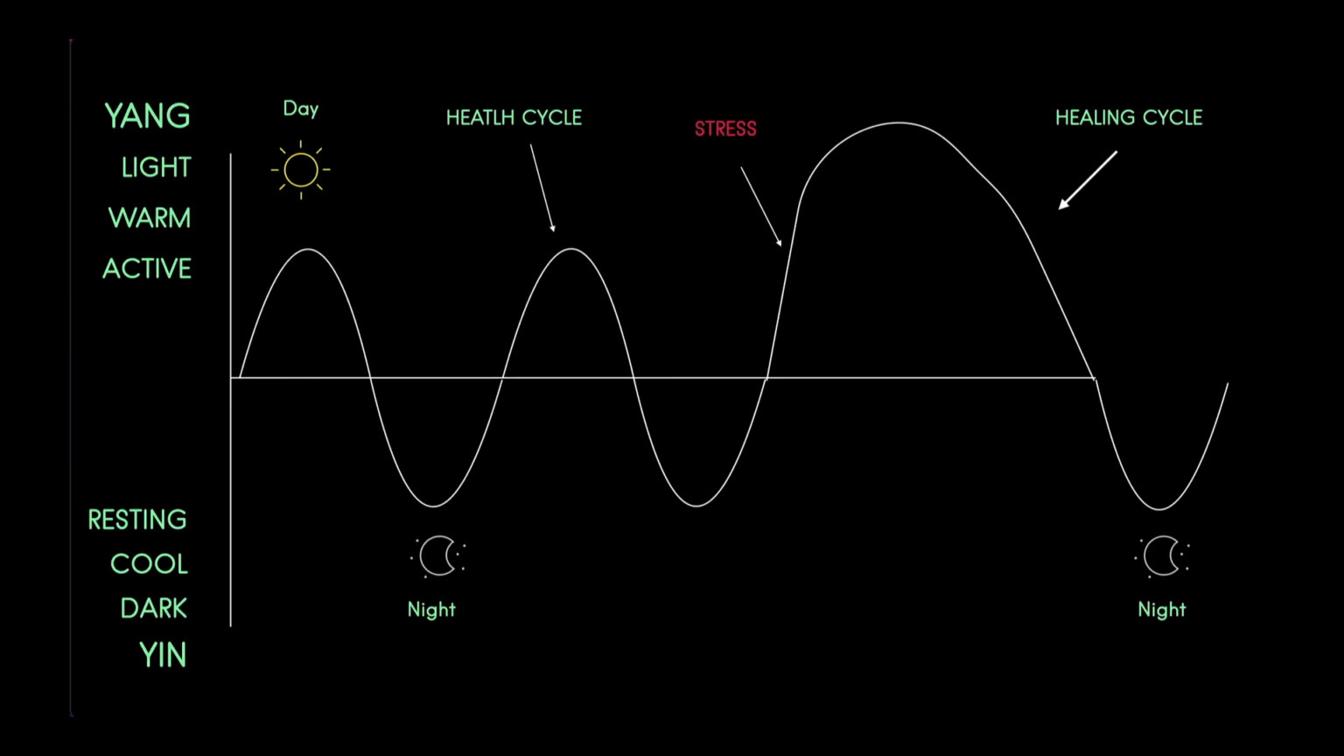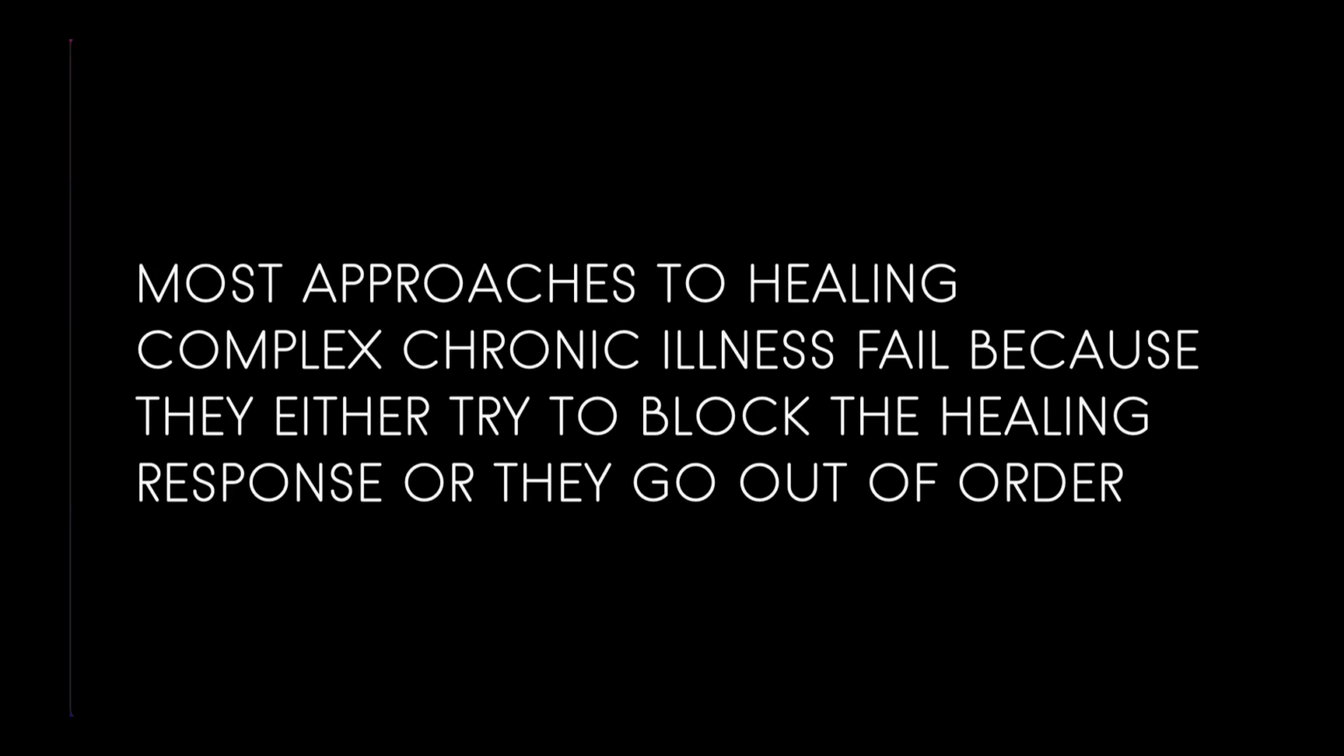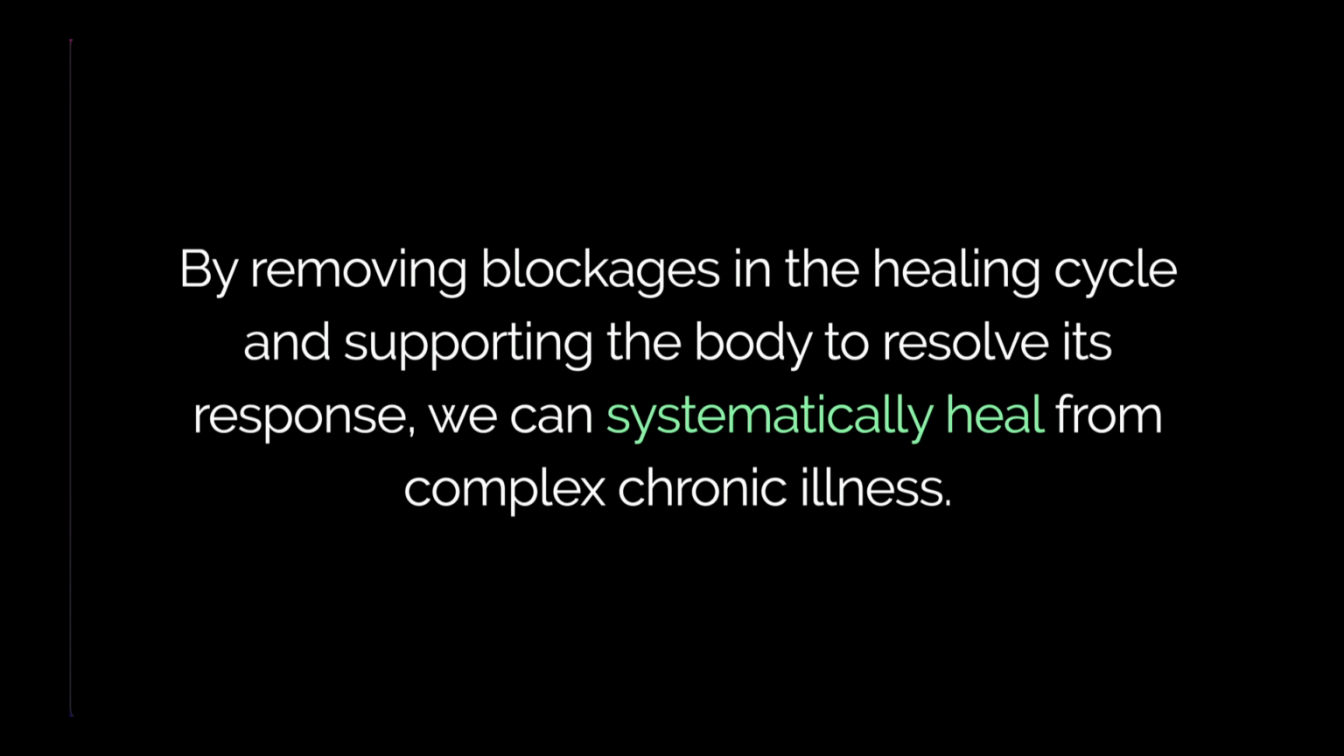So in this more evolutionarily compatible approach, rather than trying to block the first step of this healing cycle, we're actually trying to systematically remove the stressors and support the healing cycle to complete. So we're removing the stick in the spokes that's just blocking the healing cycle from completing and allowing it to complete, and doing practices that support it moving forward in the way that it wants to anyways. Most approaches to healing complex chronic illness fail because they either try to block the healing response or they go out of order. By removing blockages in the healing cycle and supporting the body to resolve its response, we can systematically heal from complex chronic illness.